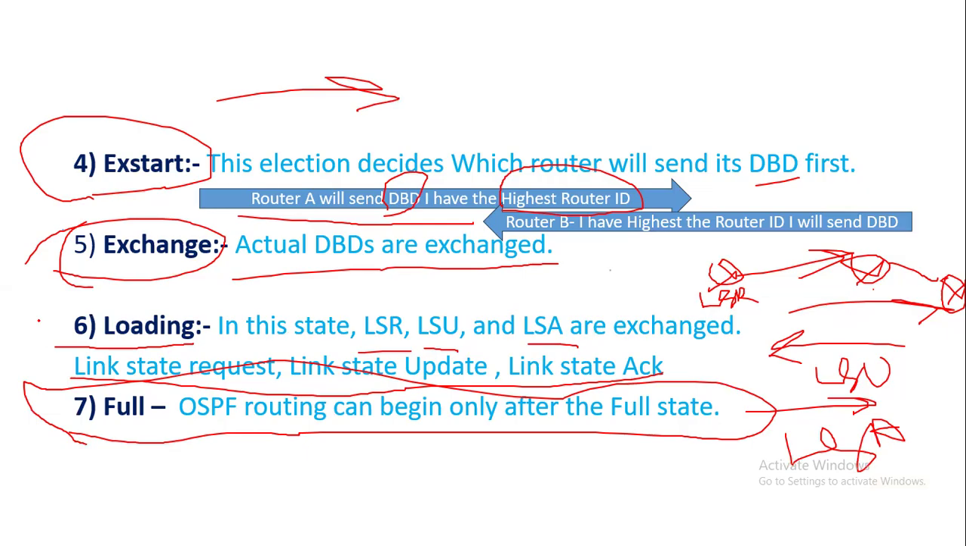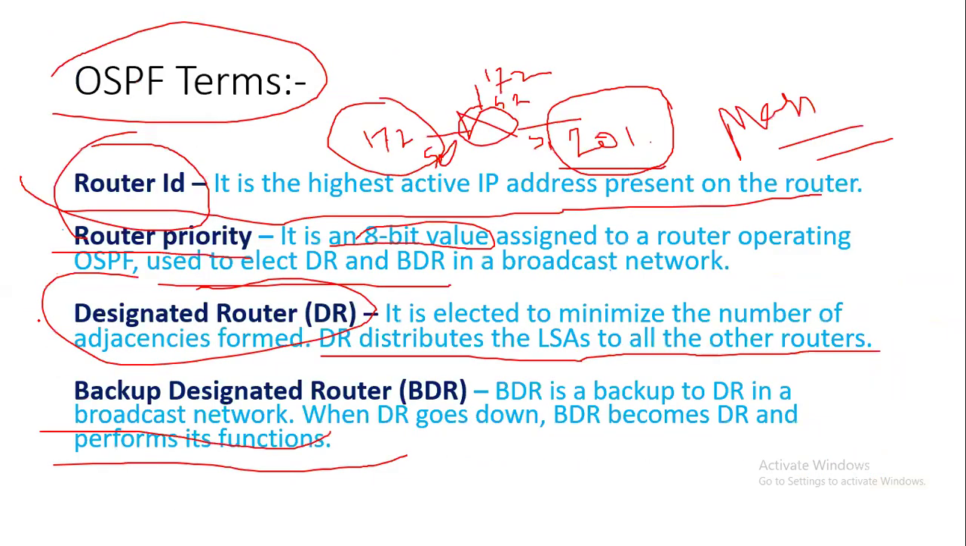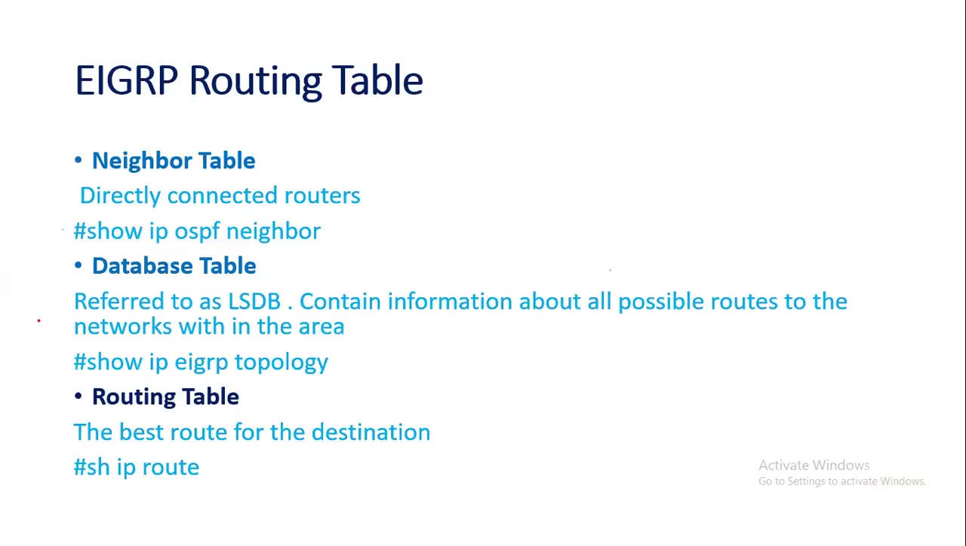The OSPF router can then log in or begin. So that is the OSPF state. And here, that is not EIGRP. This is the OSPF routing table. We already saw that this is the neighbor table, the directly connected routers.